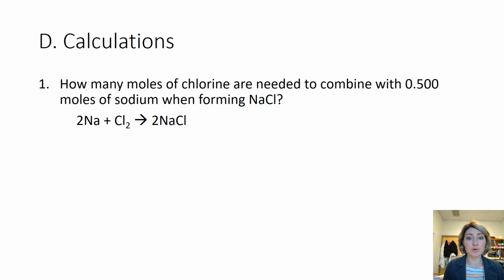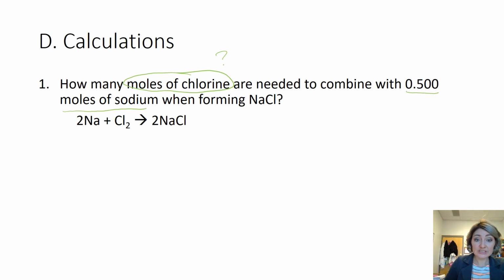So they ask how many moles of chlorine are needed to combine with 0.500 moles of sodium when forming sodium chloride. Okay, so the only number I have here, and I'm going to go ahead and underline that, is 0.500 moles of sodium. That's my known. That's where I'm going to start. They want to know how many moles of chlorine are needed in order to combine with this to form that.